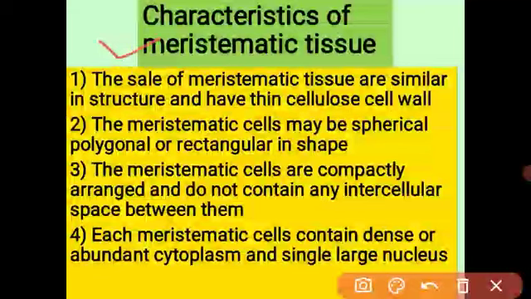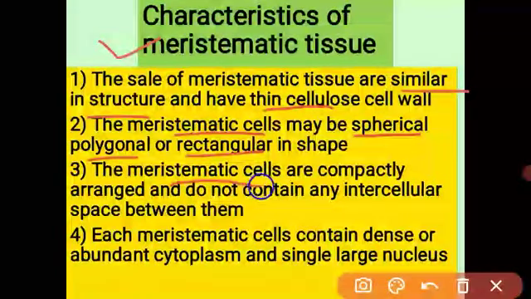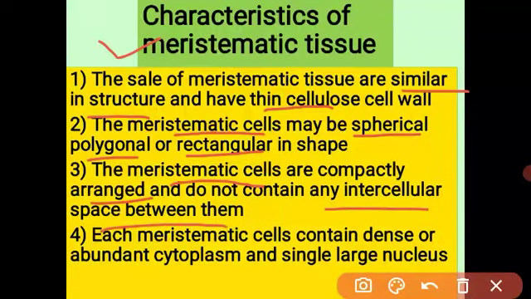What are the characteristics of the meristematic tissue? Let us revise. All meristematic tissues are similar in structure, and their cell wall is made of cellulose. The meristematic cells are spherical, polygonal, and rectangular in shape. All the cells of meristematic tissue are compactly arranged, with no intercellular space in between them, and meristematic cells contain dense or abundant cytoplasm and a single large nucleus. Got it? Keep it in your mind, beta.